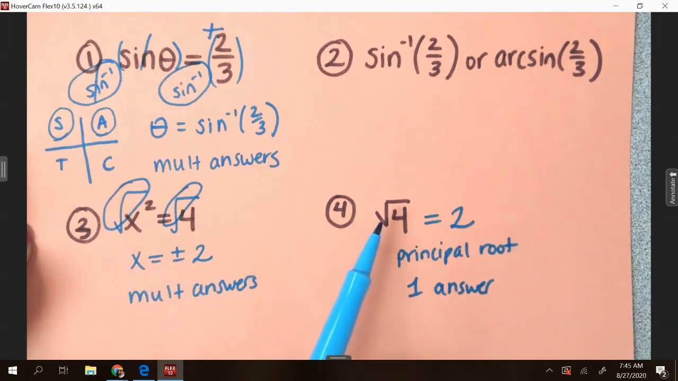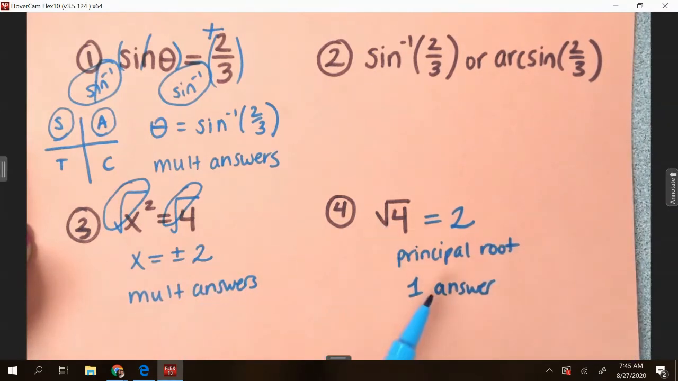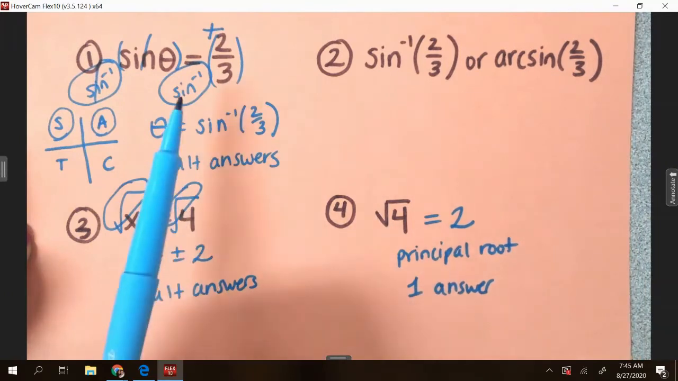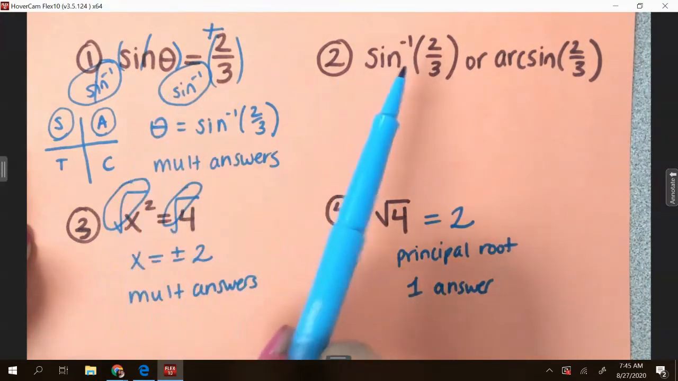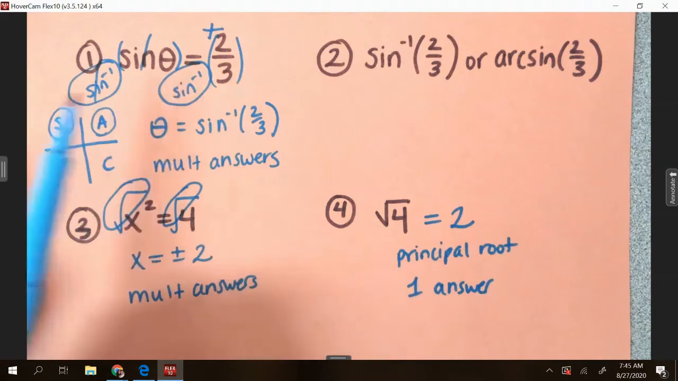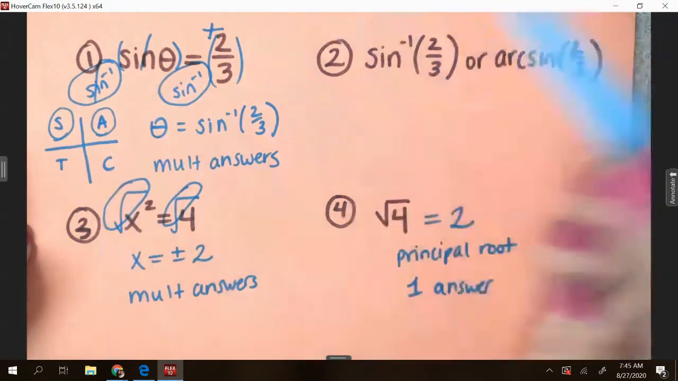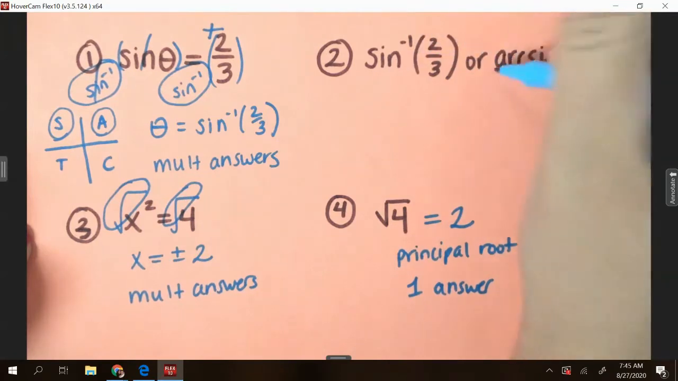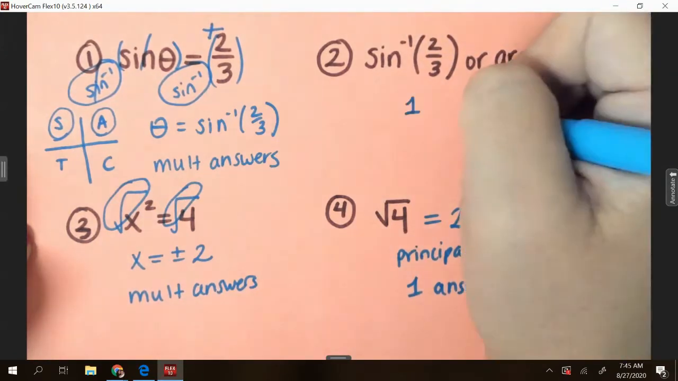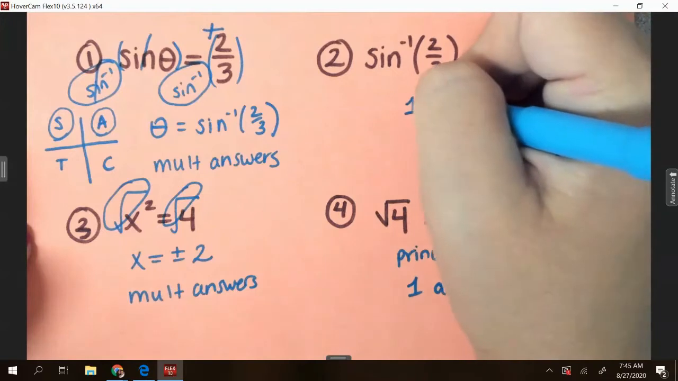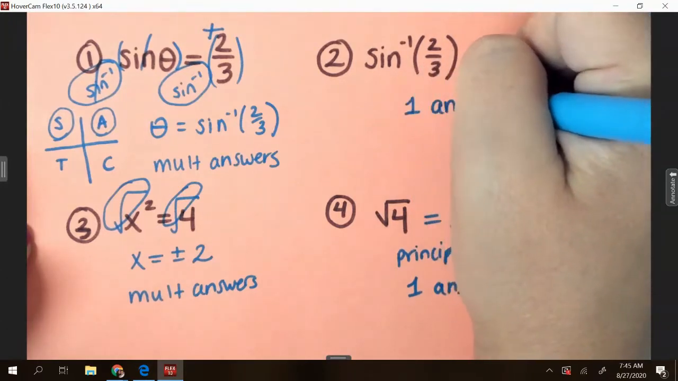Where the square root was already written in for me, I only had 1 answer. It kind of works that way with arc sine or sine inverse as well. See how here I had to write it in myself, so I had multiple answers. Whereas here, sine inverse, or arc sine, is another way to write that, is already written in the problem for me, so I'm only going to have 1 answer here.